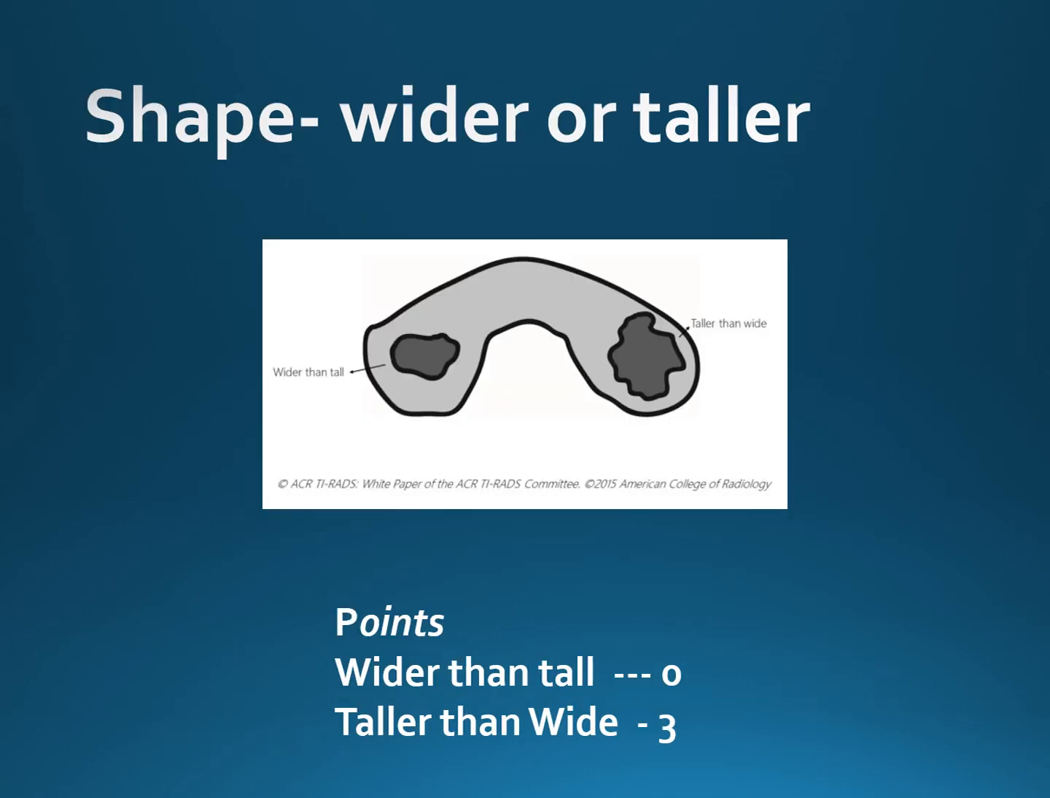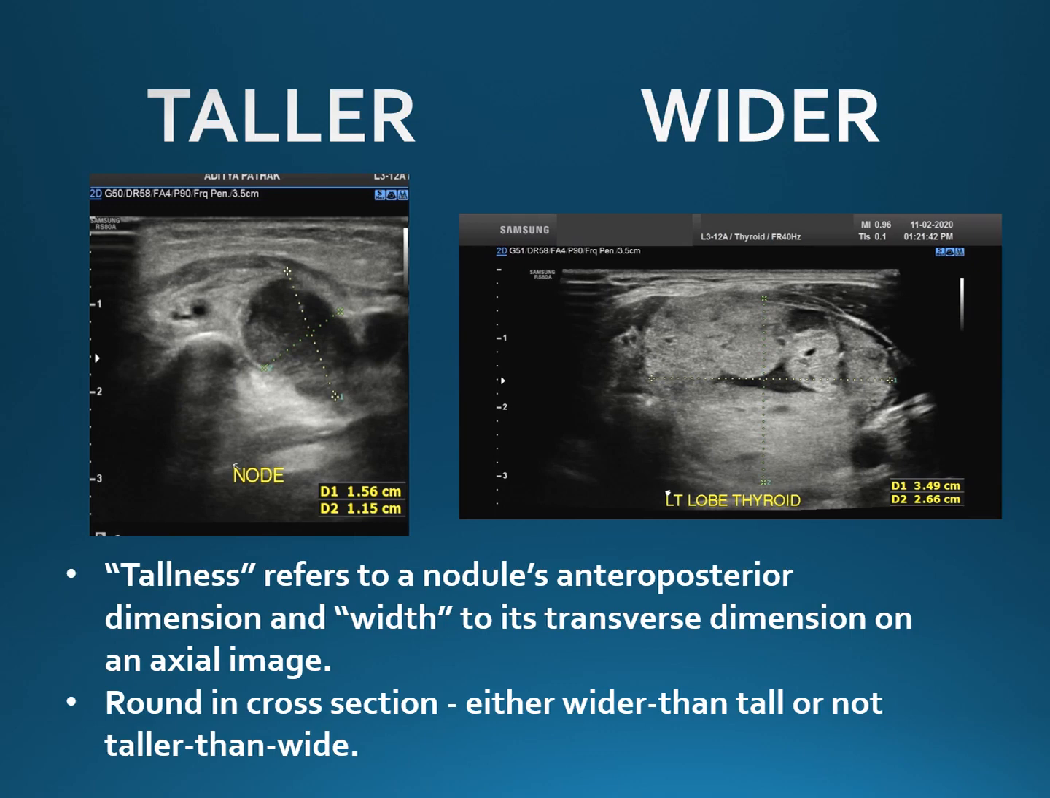Next feature of the nodule is shape. It could be wider or taller. Taller is given the highest score of 3. This slide shows examples of taller and wider nodule. The measurements are taken in an axial image, and when the nodule is completely round, it is considered as not taller than wide.